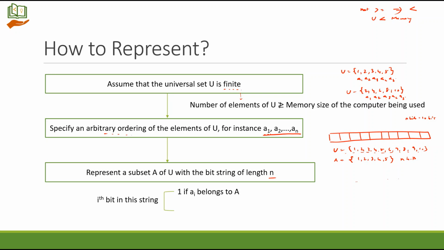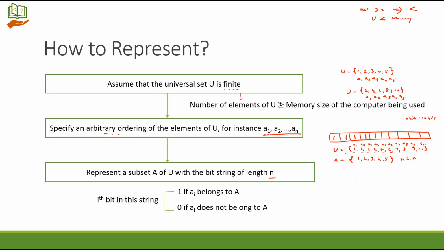Now we have to use the ith bit in the string to denote 1 if Ai belongs to A. Now we have A1, A2, A3, A4, A5, A6, A7, A8, A9 and A10. Let's take the ith bit. So A1: do we have element 1 in A? Yes, we have. So this position will have bit 1. Let's take 2, it is present. Let's take 3, it is present. Let's take 4, it is present. Let's take 5, it is present. The set A is done now.